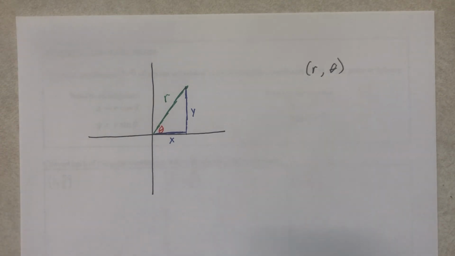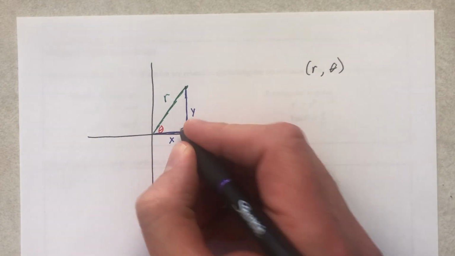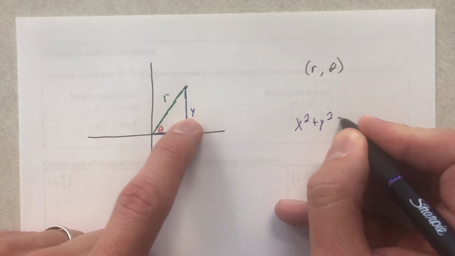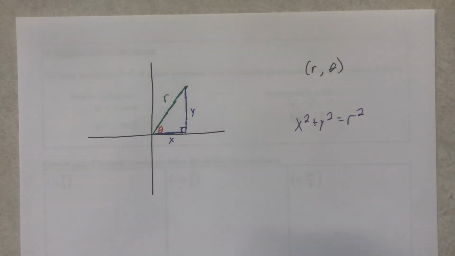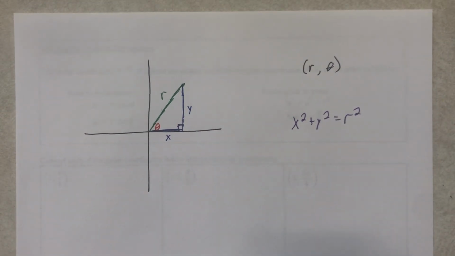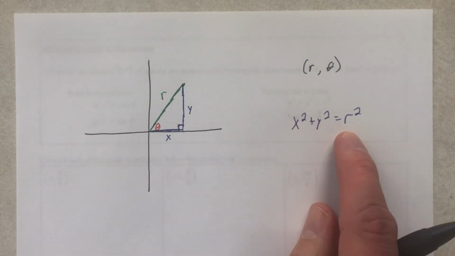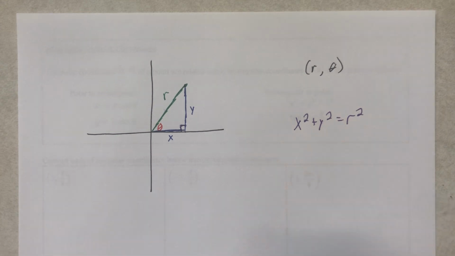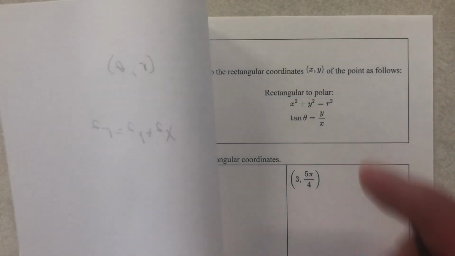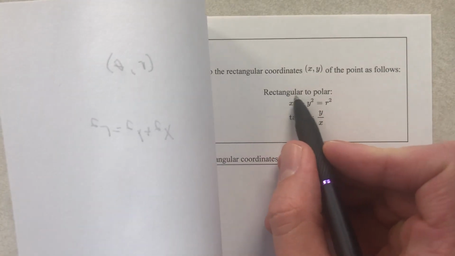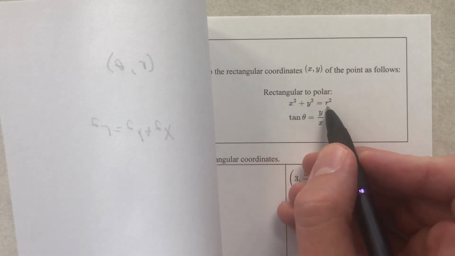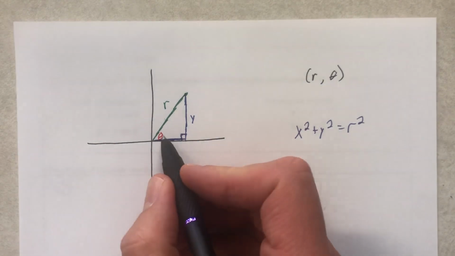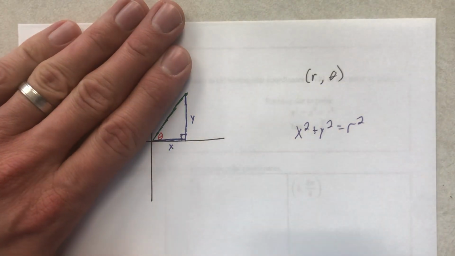First thing I notice is that I have a right triangle, and this right triangle has an x and a y and an r. Done. Pythagorean theorem. So if I ever know two of the three of these, I can find the third one. Most of the time, you'll know x and y, and you'll need to know r. So if I know rectangular coordinates, x and y, and I need to know r, I can use that.